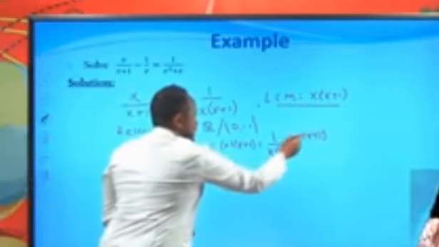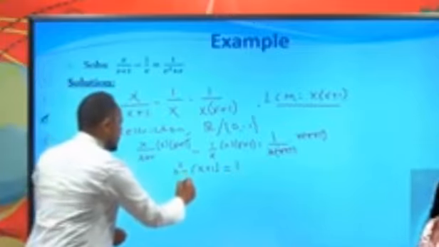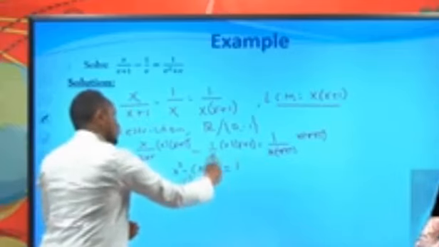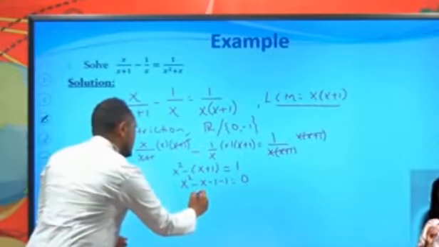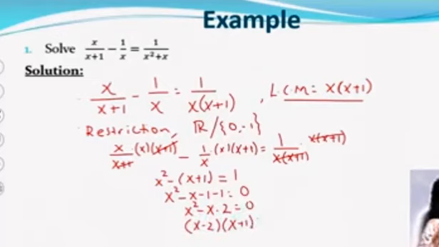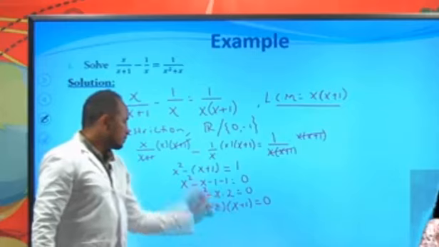Therefore, x squared is remaining; x times x. Cancelled by x, the remaining part is only x plus 1. This must be equal to, this cancels by this one, you have 1. Therefore, x squared minus x minus 1, take 1 to this side, minus 1 is equal to 0. Therefore, x squared minus x minus 2 is equal to 0.